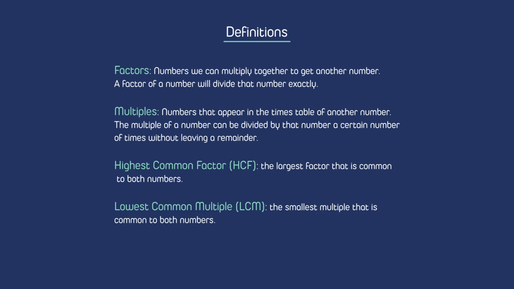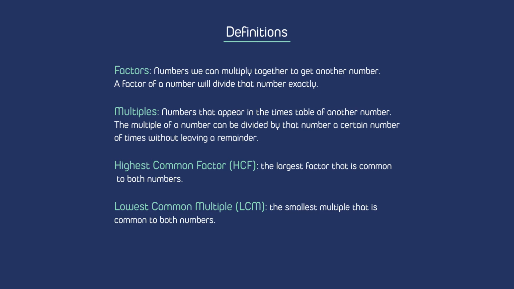The highest common factor is the largest factor that is common to both numbers. So if you thought through all of the factors of both numbers, noted the ones that were the same, and then picked the highest one, you would have the highest common factor. Lowest common multiple is when you look through the times tables of both numbers and you find the first number that is the same and in both of the times tables.